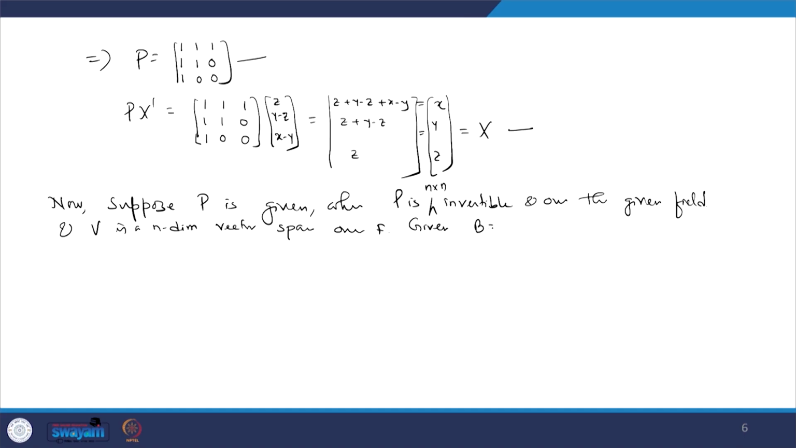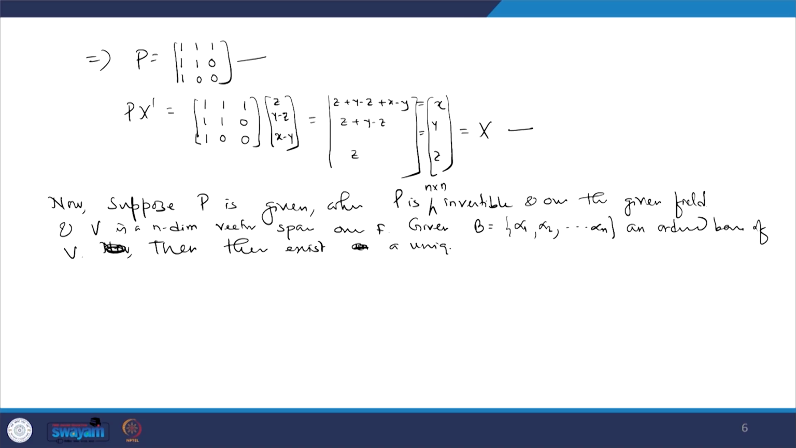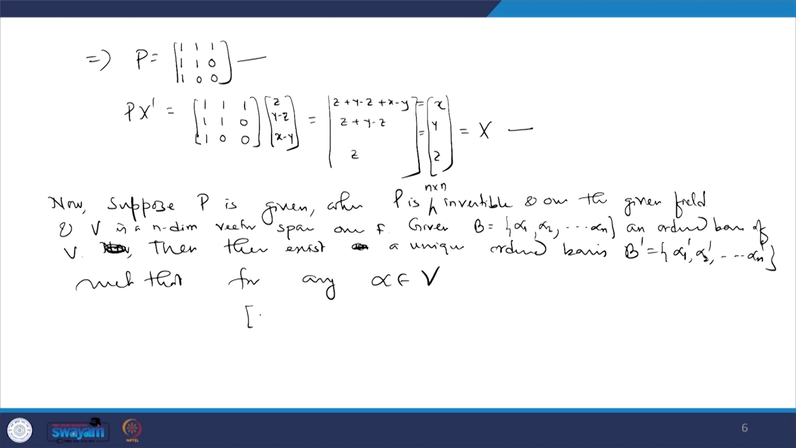It is also given B is equal to alpha 1, alpha 2, alpha n, an ordered basis of V. Then there exists a unique ordered basis B prime consisting of alpha 1 prime, alpha 2 prime and alpha n prime, such that for any alpha belongs to V, the coordinate matrix of alpha with respect to B is equal to P times the coordinate matrix of alpha with respect to B prime, or P inverse times the coordinate matrix of alpha with respect to B is equal to the coordinate matrix of alpha with respect to B prime.